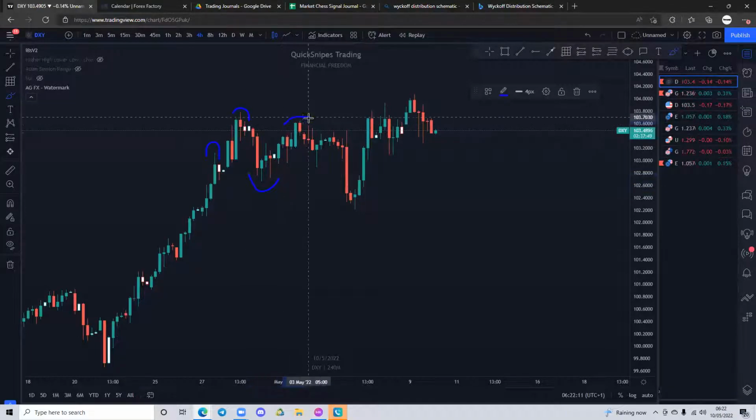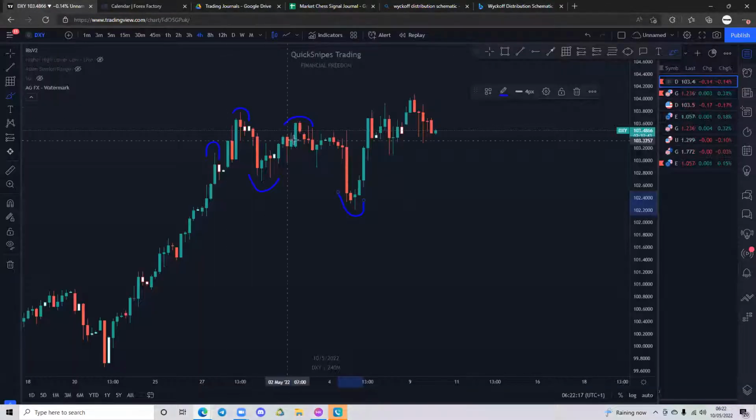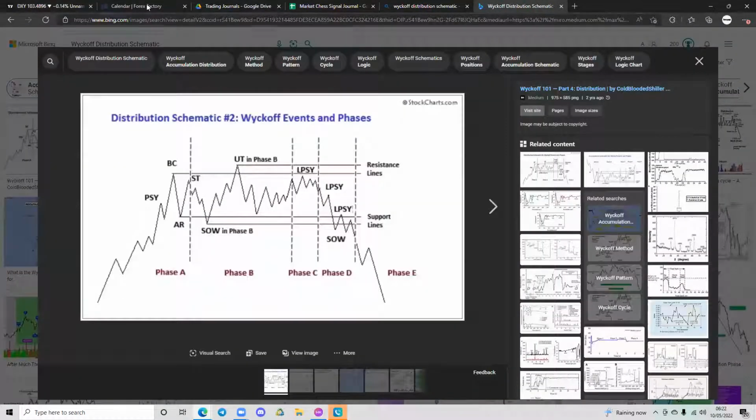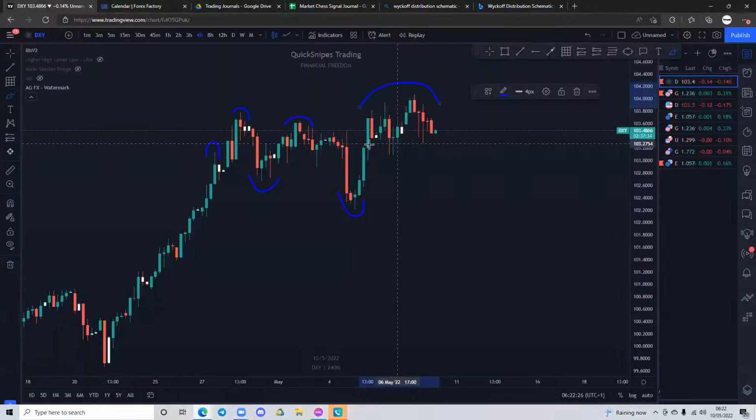This is my secondary test. This is my sign of weakness. And then looking at an upthrust. We're looking at some heavy upthrust over here. And then we're looking for a bit of a drop. So we could consider that to be upthrust.